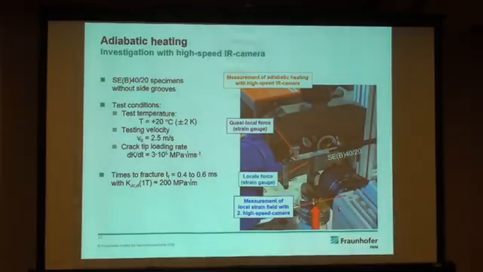So we just wanted to go a bit deeper into the situation and have a look at the actual heat generated at the crack tip. We did some tests with a high-speed infrared camera to measure the heat generated around the crack tip, and a second high-speed camera on the other side to measure the local strain field around the crack tip. We used specimens without side grooves, just in order to have a better view on the actual heat generated.